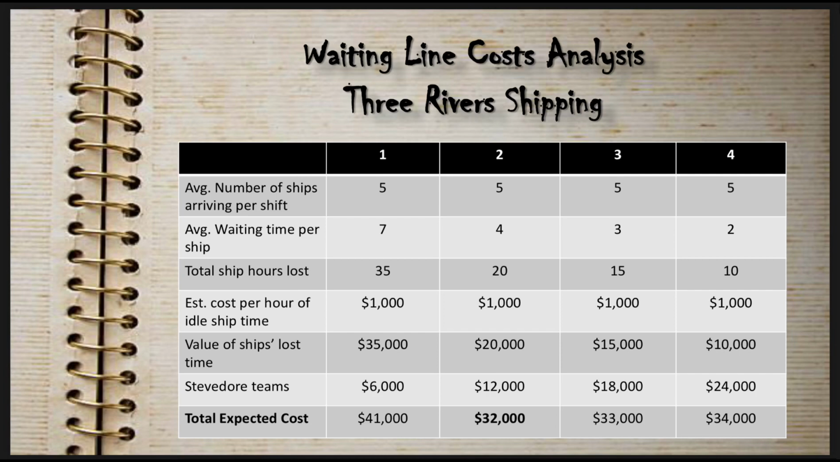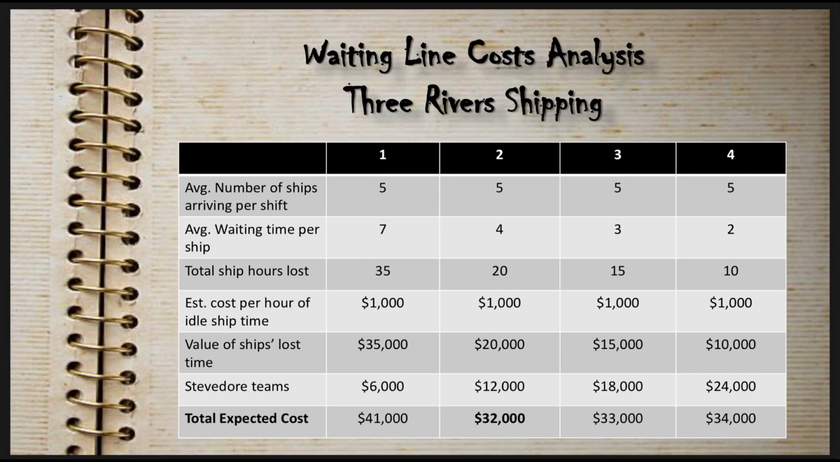Meron tayong $41,000, $32,000, $33,000, and also the $34,000. Sabi ko nga kanina, di ba, ano yung goal? The goal is to find the service level that minimizes total expected cost. Again, minimizes total expected cost. Ano yung pinaka-minimize dito sa lahat ng total expected cost? Siyempre, yung pangalawang column, kasi yan yung may pinakamababang amount, $32,000.